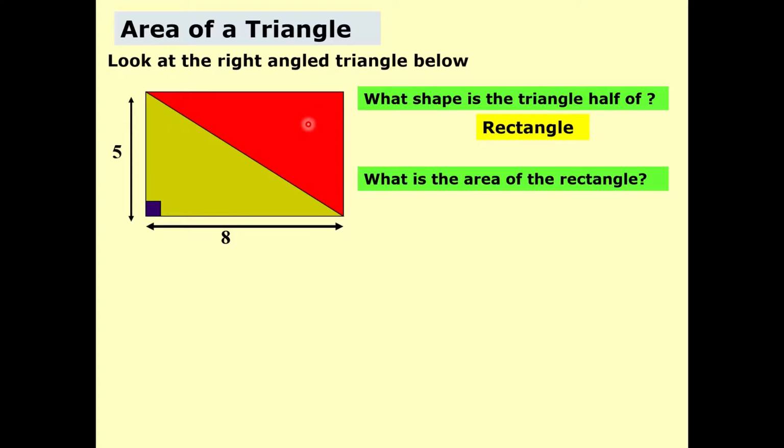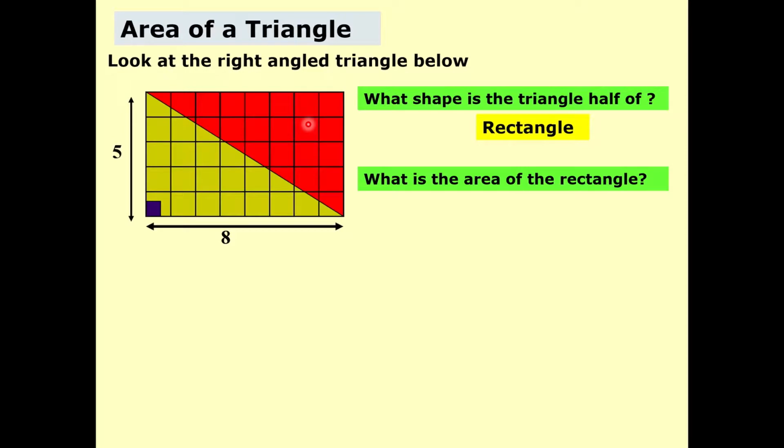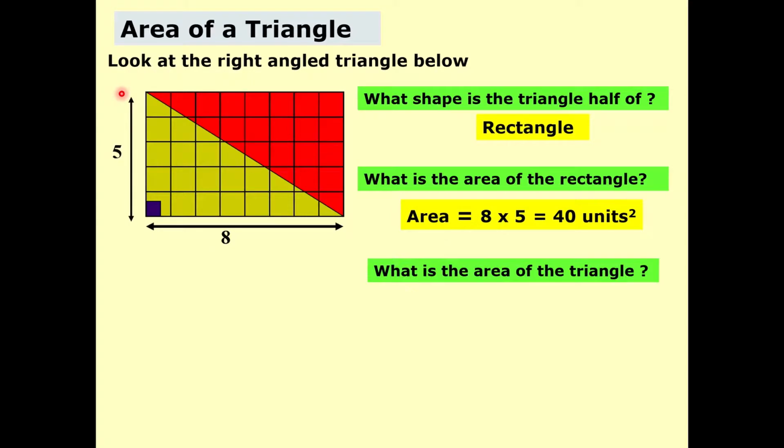And what is the area of a rectangle? Well, it's length times breadth, which is 8 times 5. If we were to calculate the area of this whole rectangle, we would do 8 times 5 to give us 40 units. But we know that the triangle is half of that. So what is the area of a triangle? Well, it's got to be half of 40, doesn't it? So the area equals a half times 40. So we're halving that to give us 20, and then whatever the units are squared.